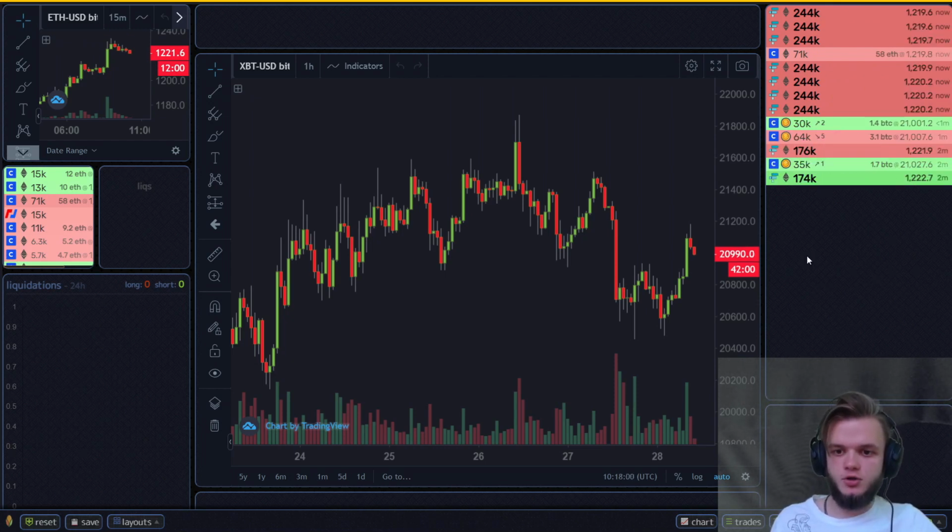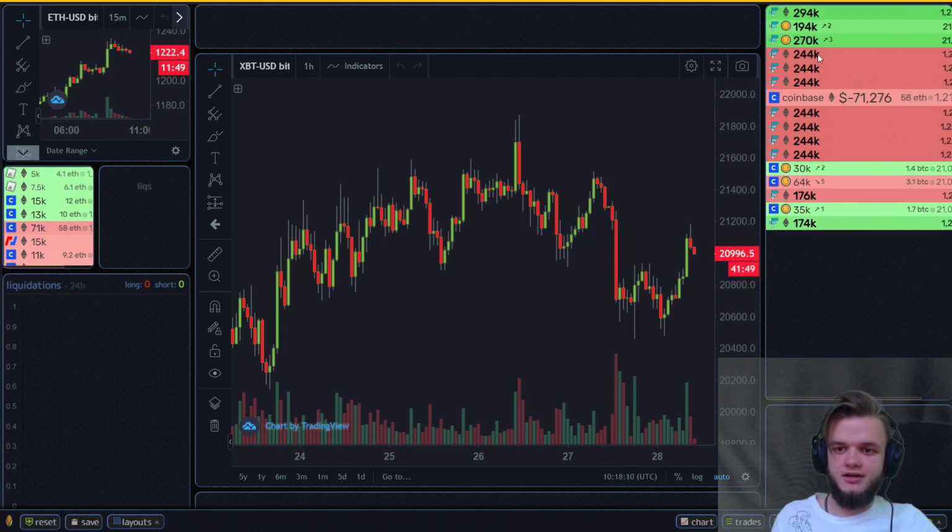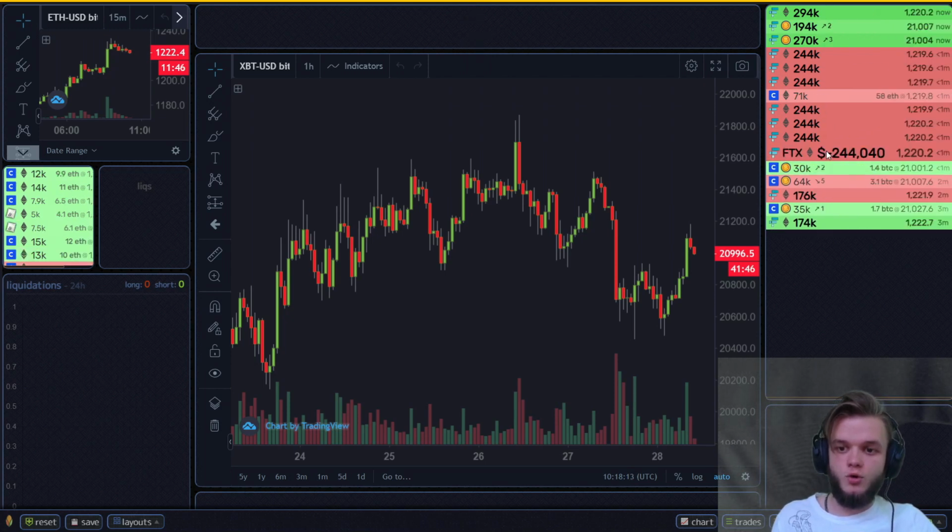There are many exchanges, because all of these channels in Telegram are mostly Binance or something. There are not too many exchanges in here, and here we can see some really huge liquidations that are going on right now, probably on most exchanges.